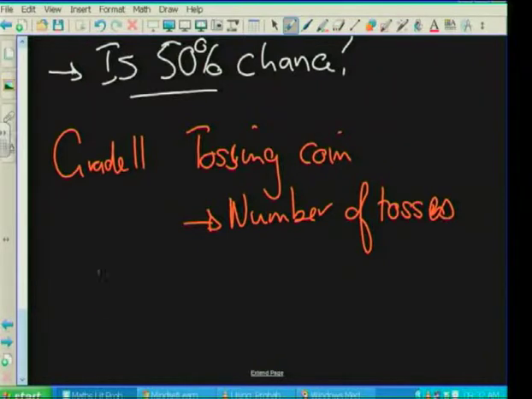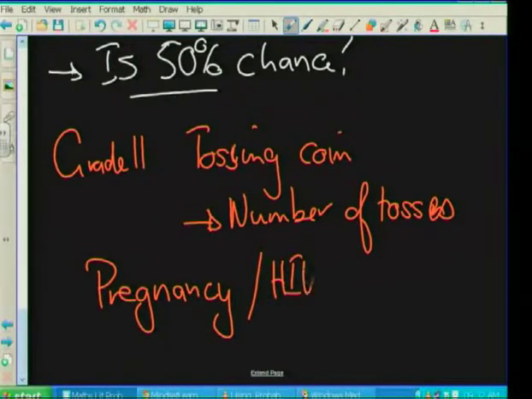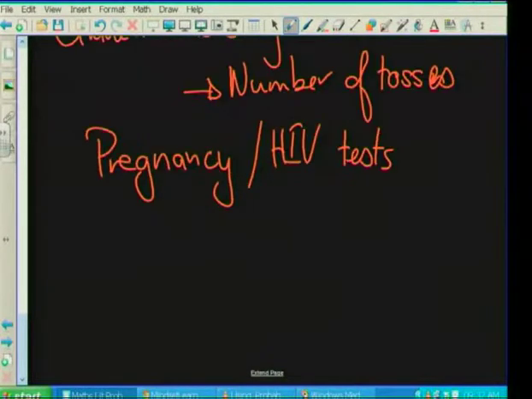It also looks at the idea of pregnancy tests, or I would suggest even HIV tests, the idea of looking at false positives.